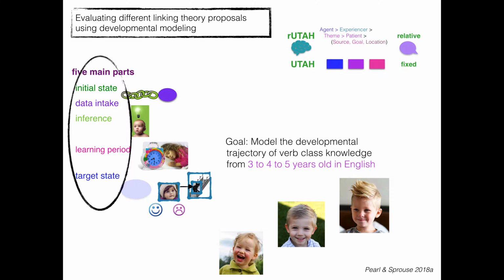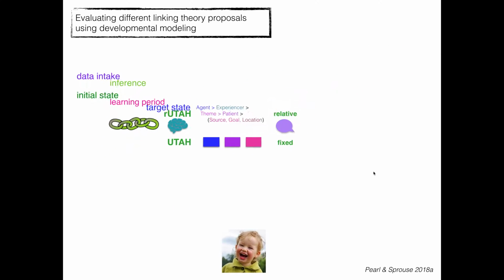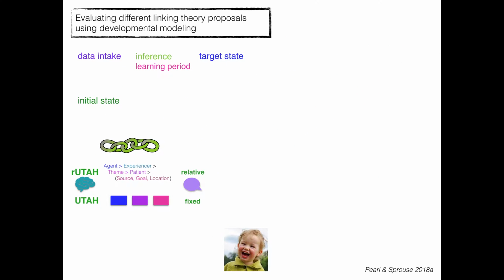So, okay, what's our goal? Let's be very specific. We're going to model the developmental trajectory of verb class knowledge from 3 to 4 to 5 years old in English, because this actually corresponds to the empirical data we have access to. And so in the initial state, we're going to have different types of linking theory assumptions about thematic systems, about whether or not there's already an expectation of a mapping between that thematic representation and the syntactic positions of subject, object, and oblique object.